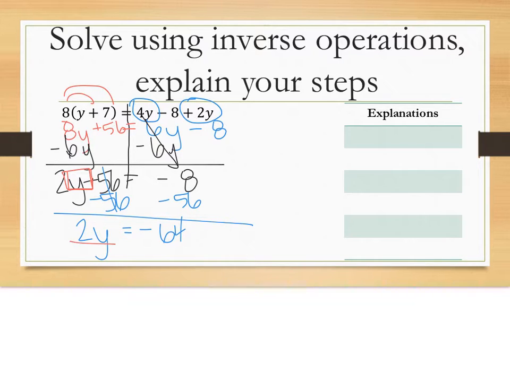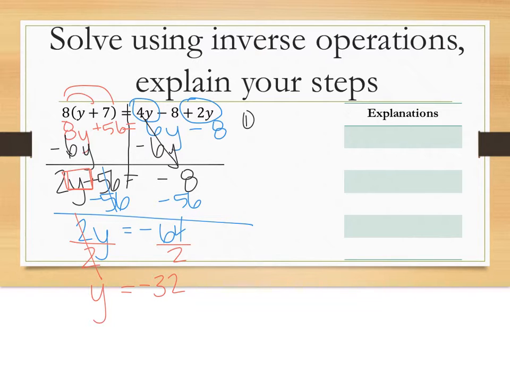And the last step to getting y by itself, since I'm multiplying by 2, I'm going to divide by 2 on either side. So my answer here is that y equals negative 32. The instructions for this example say solve using inverse operations, and it also says explain your steps. So whatever order you do this in, it doesn't matter. I went ahead and solved the entire thing first, and now I'm going to fill in my explanations for what each of my steps were.